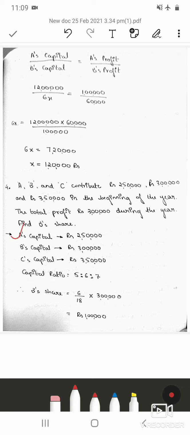So they have given A's capital, B's capital and C's capital. Therefore the capital ratio will be 5:6:7. When you take the lowest form, you can see all are multiples of 5, so we can reduce that and find the capital ratio easily. So B's share will be B by A plus B plus C, which is 5 plus 6 plus 7 is 18. So B's share is 6 by 18 into total profit. Total profit is 3 lakhs. Therefore, B's share in the total profit is 1 lakh rupees.